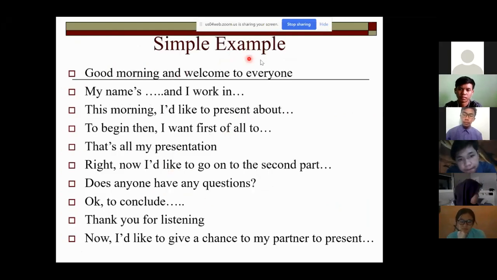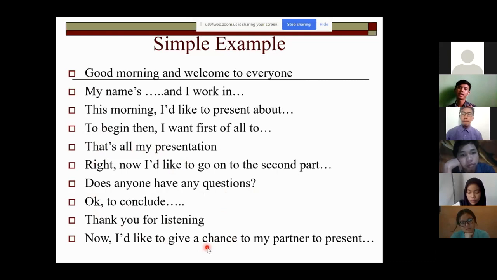Now, this is a simple example of a short presentation: from the first one, the greetings, and then introducing, and then stating your purpose, and then the main body of your presentation, and then asking, and then summing up, and then thanking, and ending your presentation. Okay.